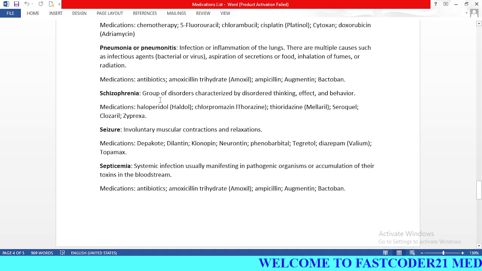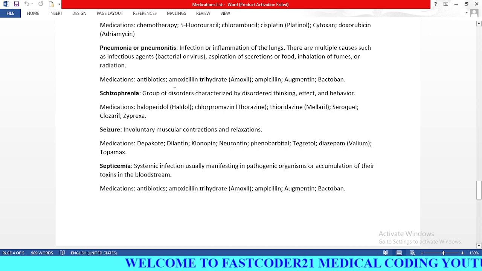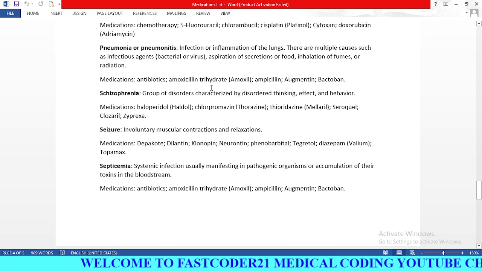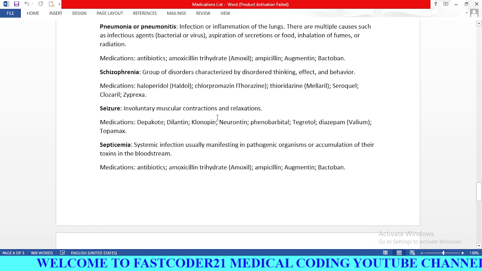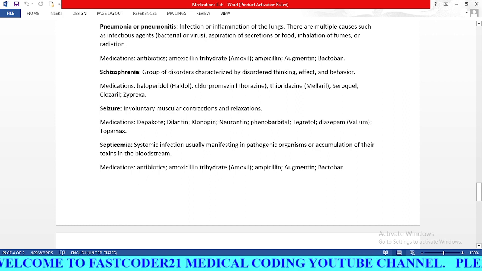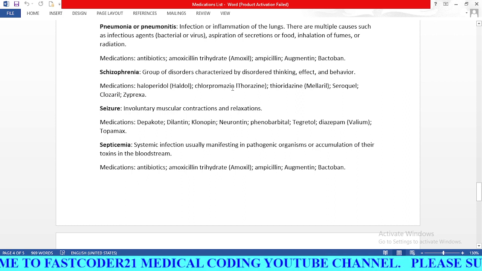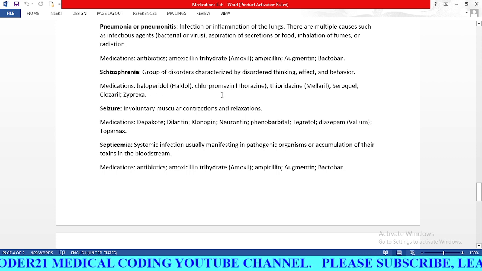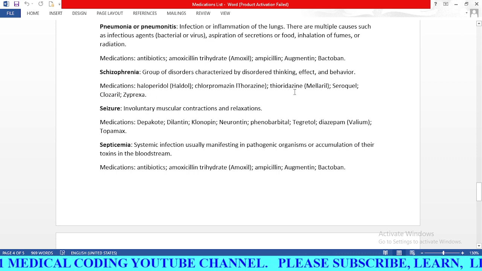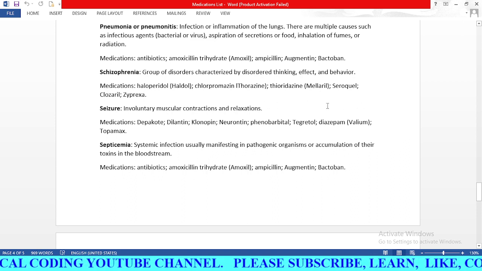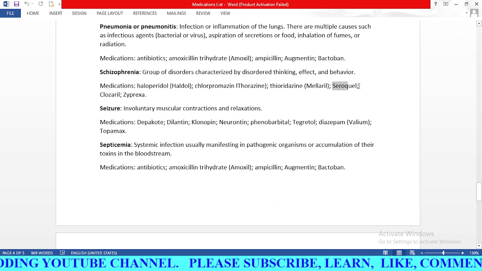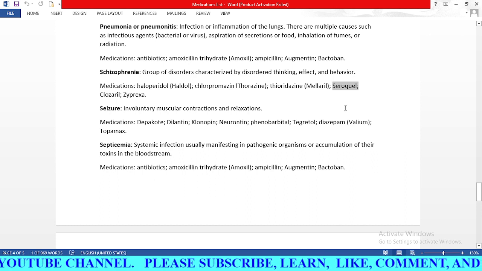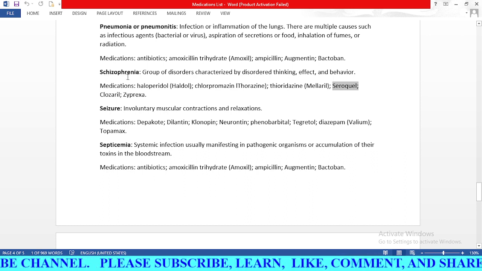Next one is pneumonia or pneumonitis, infection or inflammation of the lungs. Usual medications: antibiotics, ampicillin trihydrate. Next one is schizophrenia, a group of disorders characterized by disordered thinking, affect and behavior. Common medications: haloperidol, chlorpromazine, thioridazine, Seroquel. So for example, if you see Seroquel in the documentation, as a coder you need to code schizophrenia.